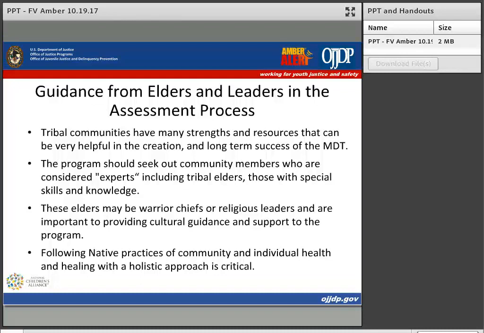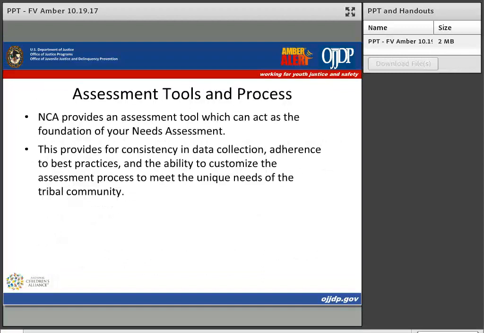There are cultural immersion programs, healing and wellness programs that they have knowledge of that we don't see as much as we should outside tribal lands. And it varies from tribe to tribe. In some places it's elders. You may have warrior chiefs, religious leaders, but every tribe has those individuals. And if you incorporate early on the practices of the community and aspects of health and healing and that holistic approach, you're going to find a much more successful ability to integrate and assess in that community.